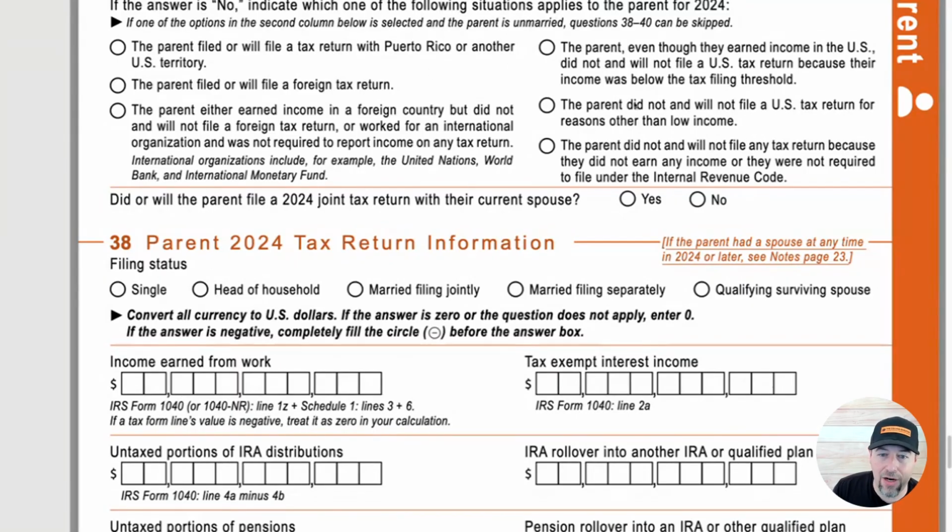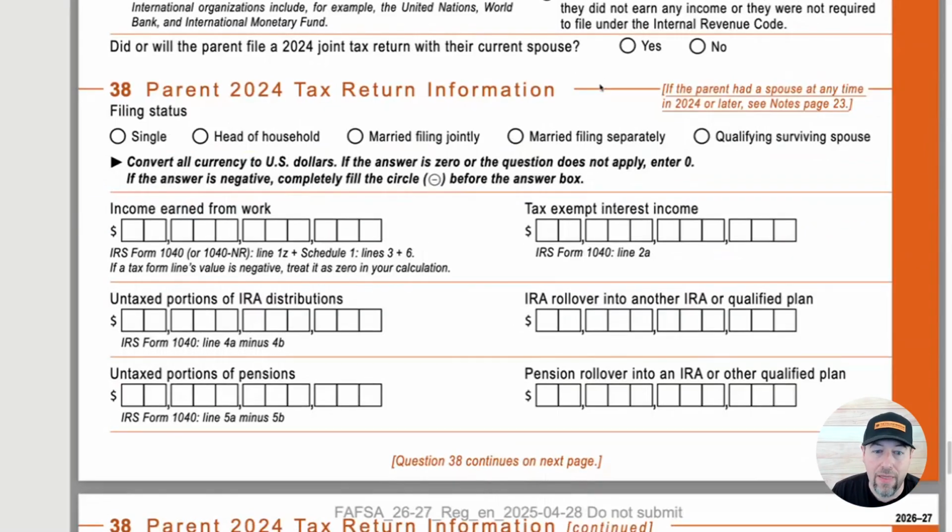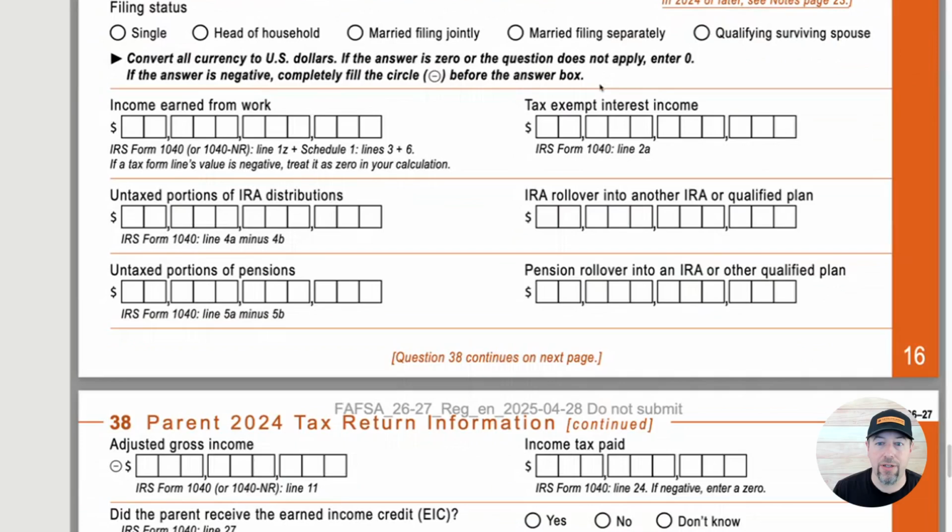If not, there are some reasons you did not have to, but otherwise, if you're required to file a tax return and you are refusing to, your kid's not going to get any aid. So file a tax return. Then we're going to have all the tax return information.